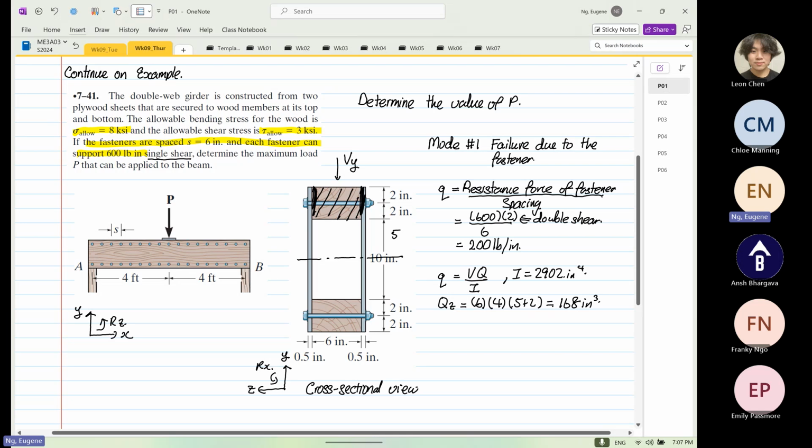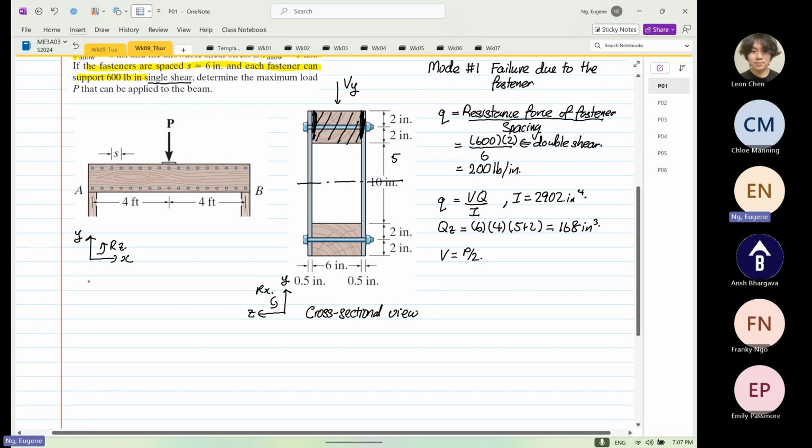Right? So we know our Qz, I given, now we also have a relationship where V is equal to P over 2. Right? We drew the shear force diagram. So when we sketch out the shear force diagram, just to quickly recap, this is our V, and this is our X. We have a diagram looking like this.